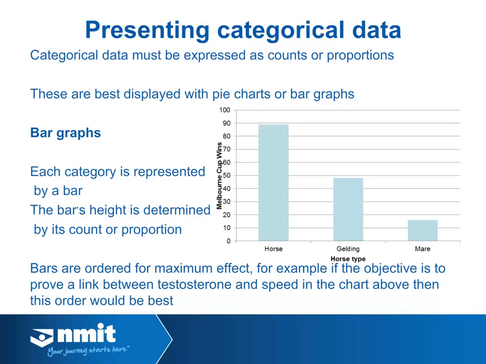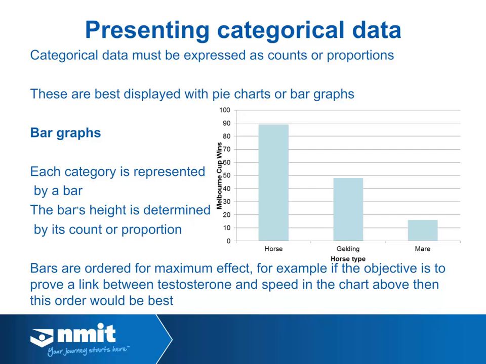Bar graphs should be quite familiar to you, and this in a way represents a histogram, but on the x-axis we have the categorical variable, and on the y-axis we have the count or proportion based on that categorical variable. In this case I've put counts, so the number of wins that each of these categorical variables have had in the Melbourne Cup: horses or stallions, geldings and mares.